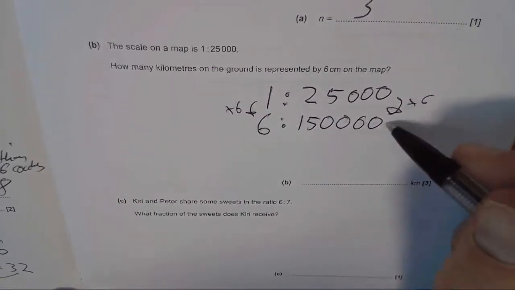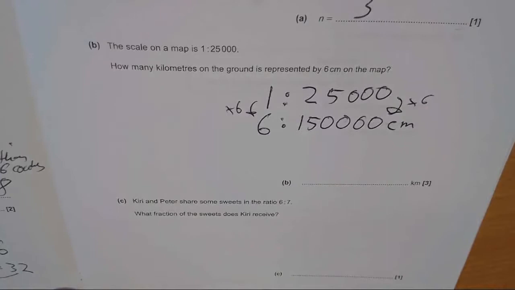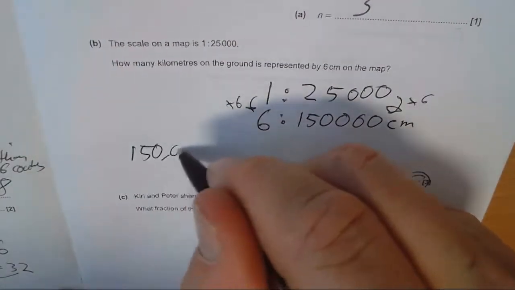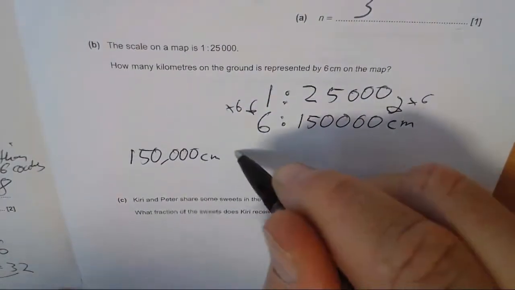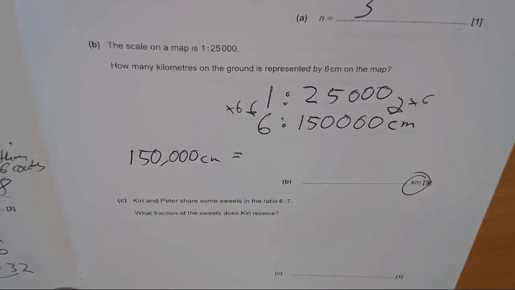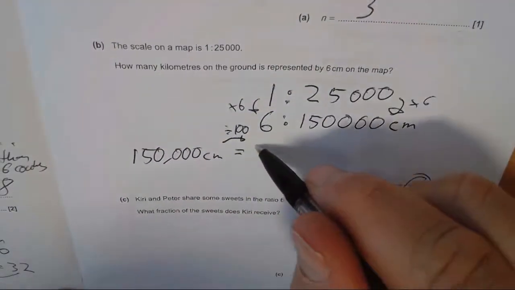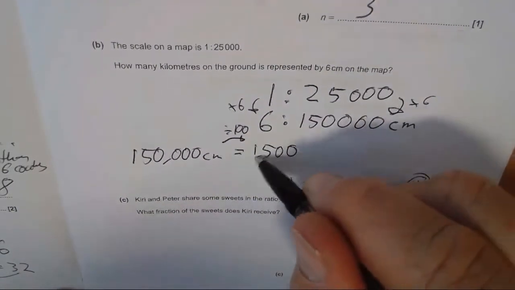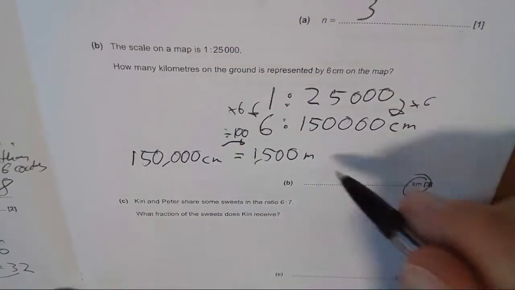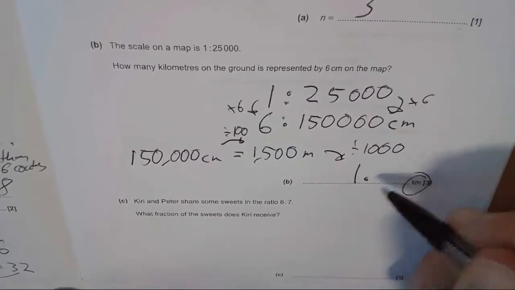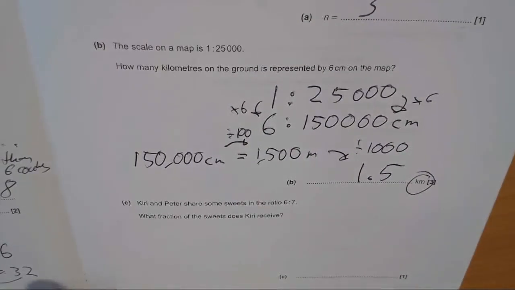Now, I need to work out what 150,000 centimeters is as kilometers. So that's my next challenge. So 150,000 centimeters is, right, now I'm going to turn that into meters. So if I divide by 100 to make it into meters, that's going to give me 1,500 meters. And then I'm going to divide by 1,000 to turn it into kilometers, 1.5 kilometers.